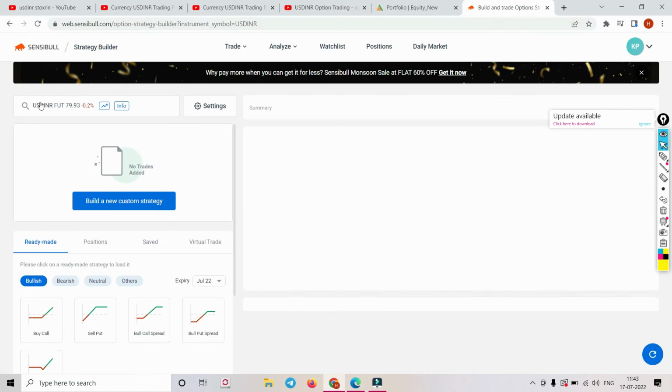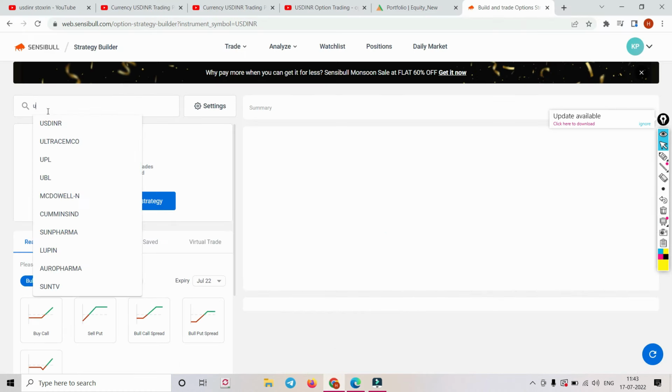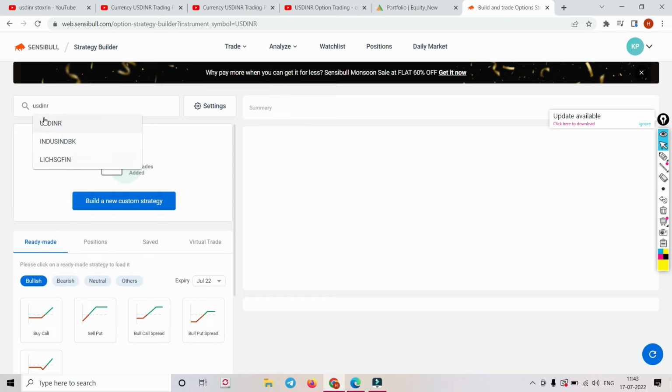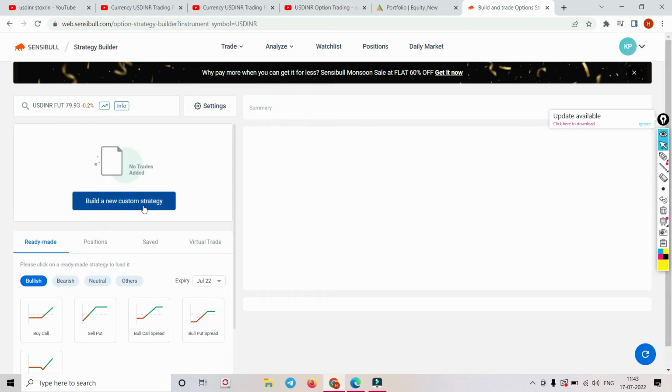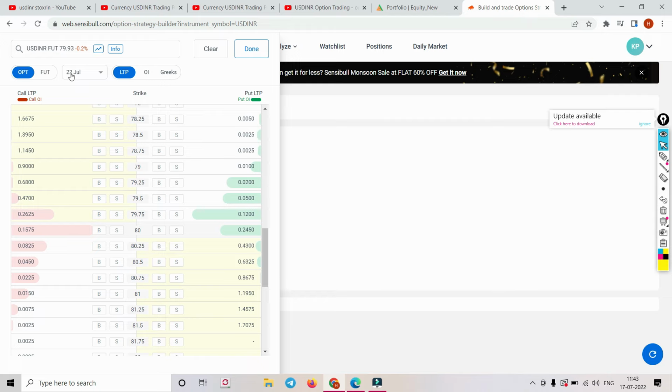You go to Sensible, search for USD INR, right? This will get you to this screen. Okay, click on this. See, this is the 22nd July. So basically, if you look at the 26th July, check the open interest. See, check the open interest, right? This is the open interest.